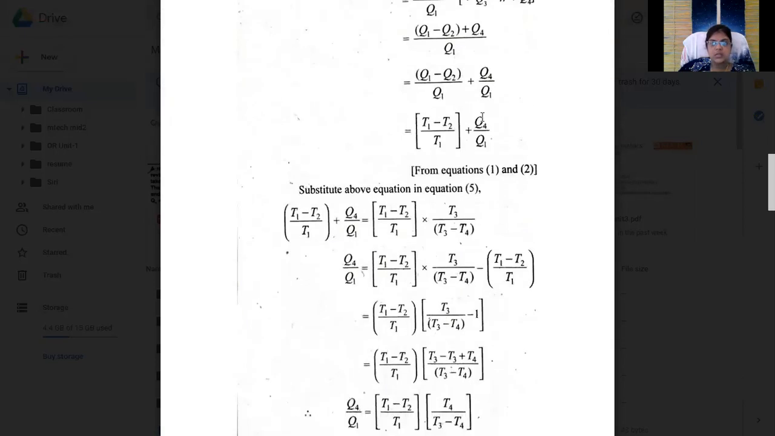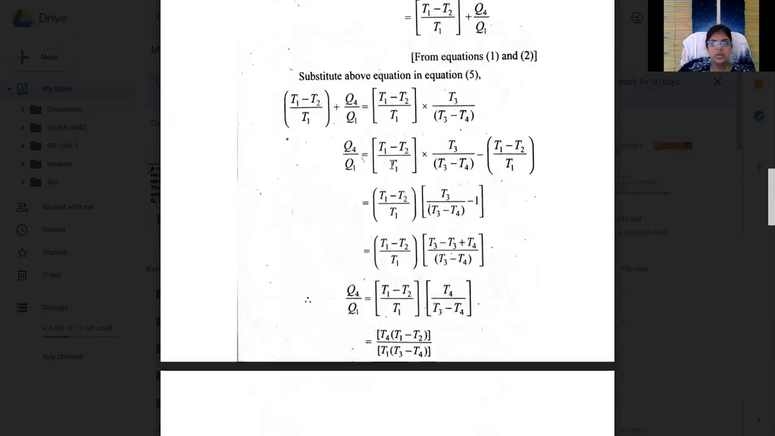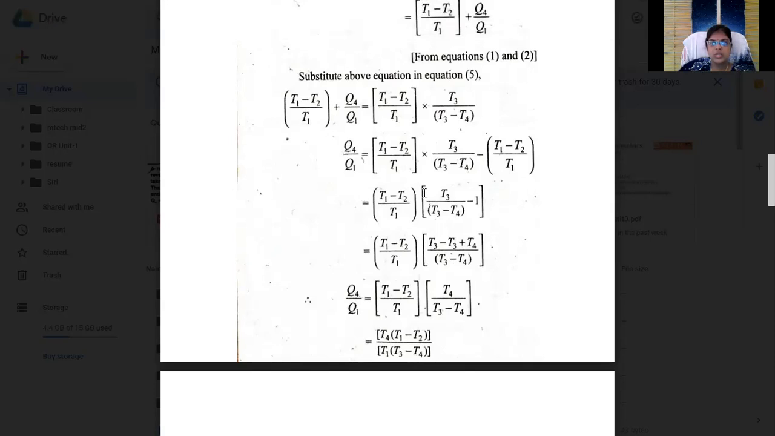What is our LHS? T1 minus T2 by T1 plus Q4 by Q1 is equal to the RHS mentioned above. So LHS is equal to RHS: T1 minus T2 by T1 into T3 by T3 minus T4. We modify the LHS, and the modified LHS is equal to the RHS. So Q4 by Q1 equals T1 minus T2 by T1 into T3 by T3 minus T4, minus T1 minus T2 by T1. And just what are we doing here?